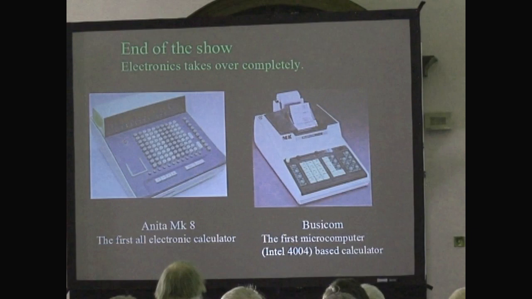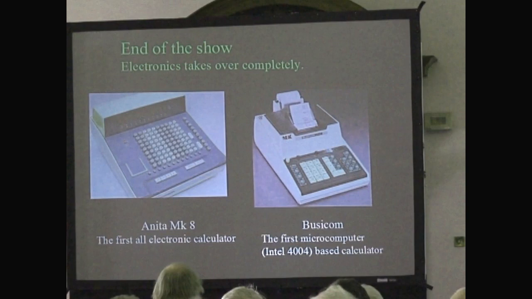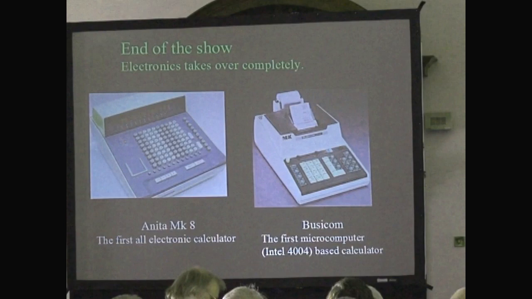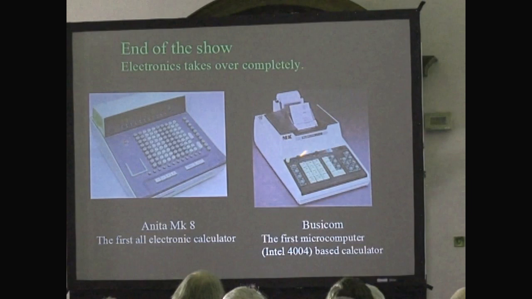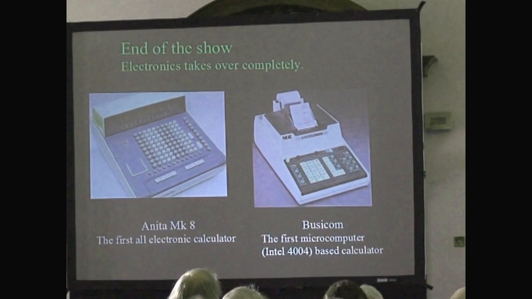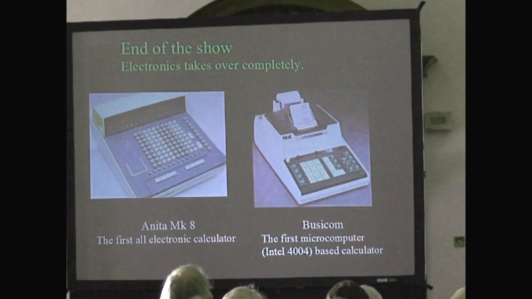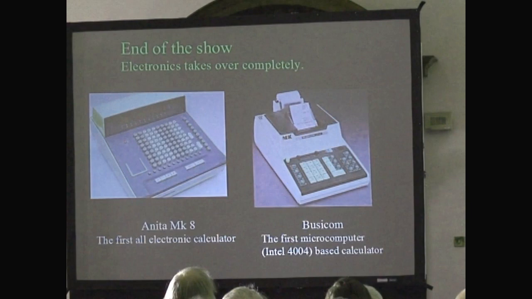Okay, and here's the end of the show completely. This is the first all-electronic desk calculator using Decatron tubes, I think. So that was the 1960s, and here's the first microcomputer-based calculator. A special deal was done between Intel and Japanese manufacturers to produce a 4-chip set for this thing. And so all mechanical things are now gone out of the window. Okay, that's it.